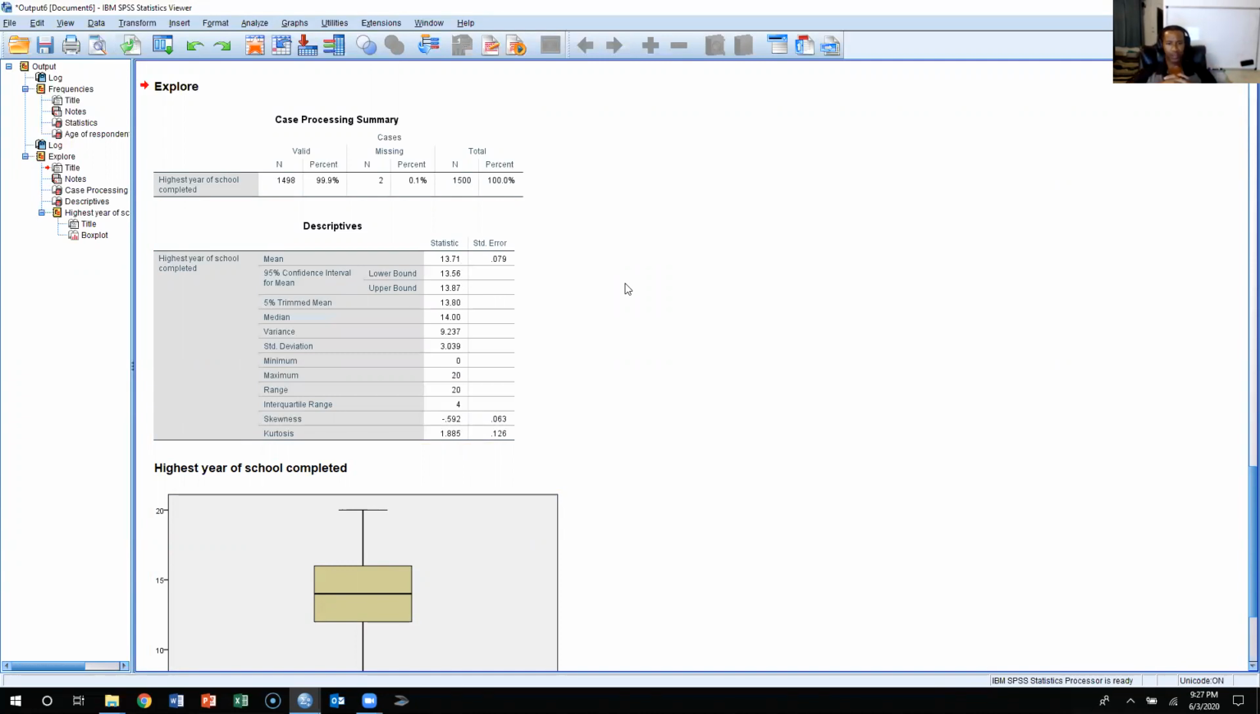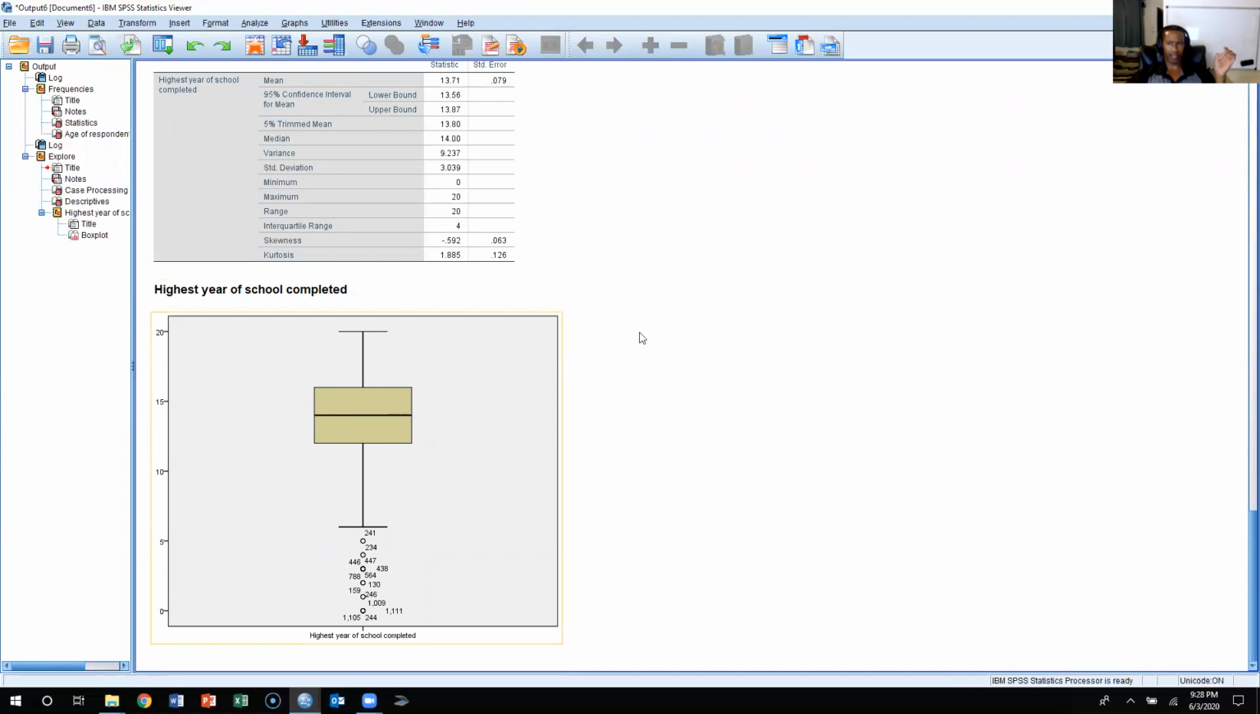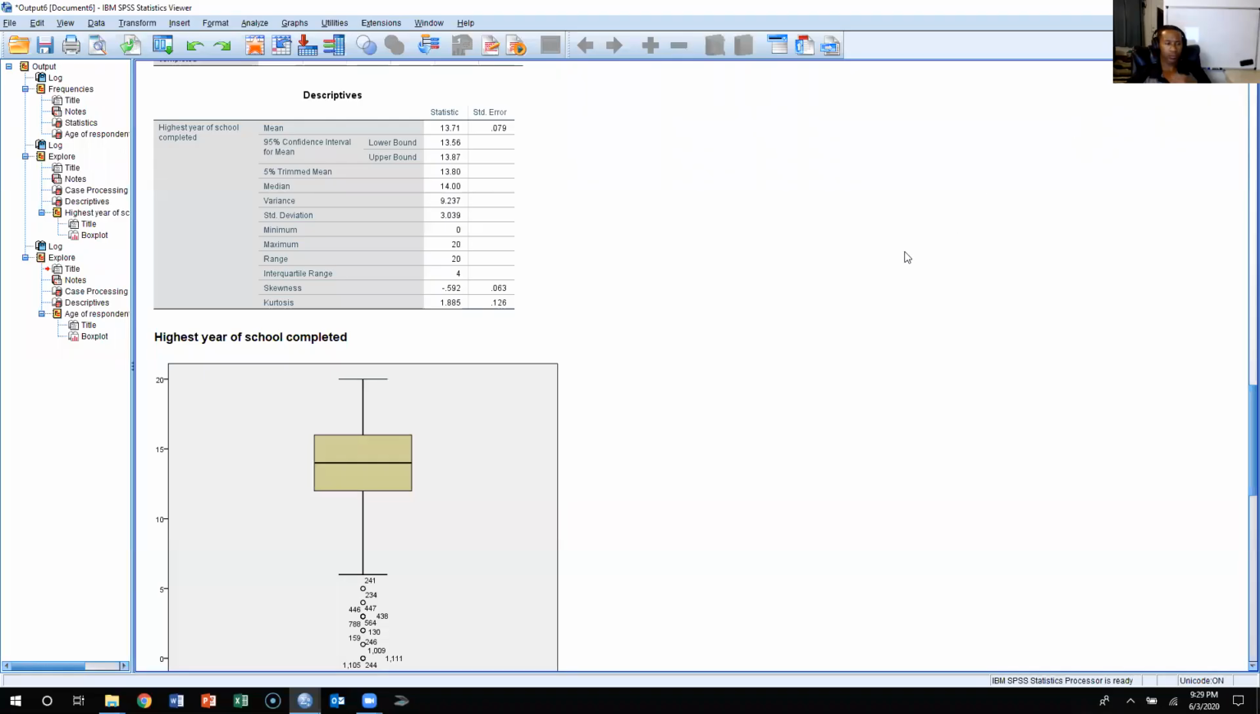So how do we go about finding the IQR? Well, there are a couple of different ways. One, we can just look at this. We know that the mean is 13.71, which suggests that the mean is right here. And then the IQR is 4. So it's simply going to be 2 above this and 2 below this. That's one way that we can go about calculating our IQR. And that's how we go about creating a box plot as well. So that's how we could get the IQR for this.